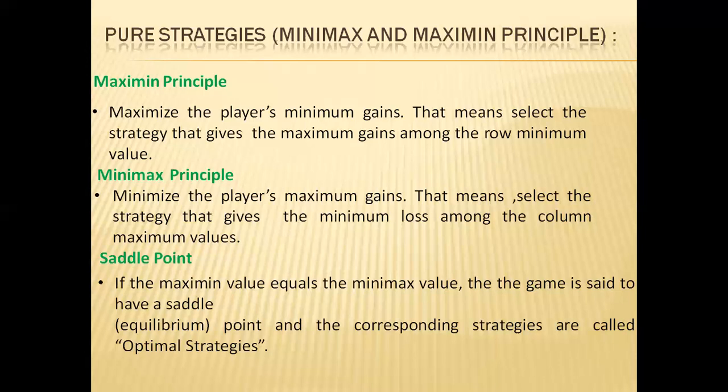So what is meant by a saddle point here? If the maximin value is equal to the minimax value, that is nothing but the tie value we will be calling. So tie value for player 1 and player 2. Then the game is said to have a saddle point or equilibrium point and corresponds to the strategy called optimum strategies. So optimal strategies, both having an equal strategy.